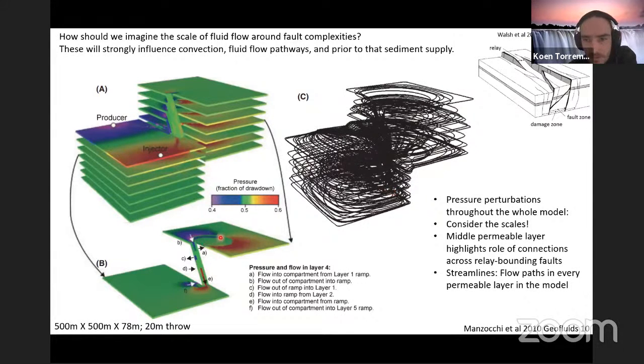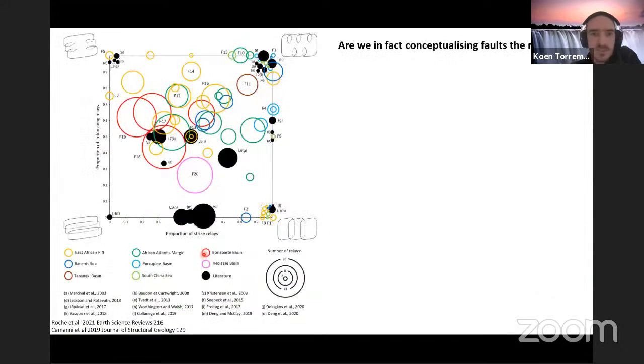And it also sort of highlights the roles of these connections, which at some point in time in basin history may or will have happened across fault systems. And so, are we in fact conceptualizing faults the right way? And this is again work by the fault analysis group at UCD, looking at geometries of these fault systems.